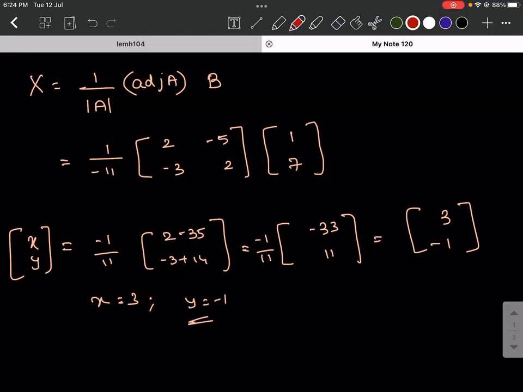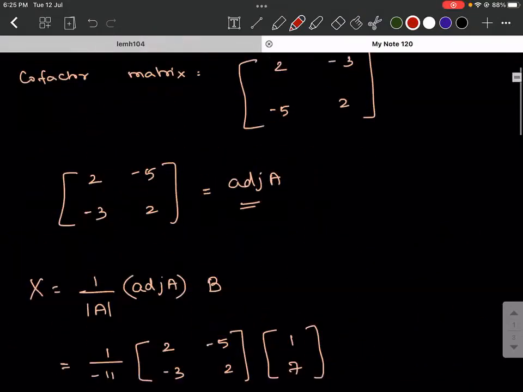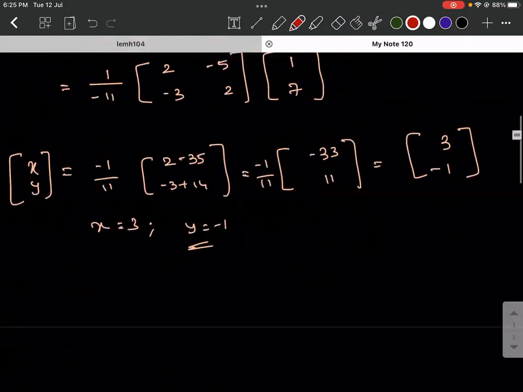Did you guys understand what it is? First I multiply these two matrices. When I multiply, I got minus 33, 11, and outside I have minus 1 by 11. So minus 1 by 11, when multiplied with the terms inside, gives a 3 here and minus 1 at the bottom. The left hand side matrix is x, y. So when you compare the corresponding terms in the matrices, x will be 3 and y will be minus 1. Now you can substitute this in the equation and check it. If you want to verify whether the answer is right or wrong, use the elimination method, find it out, and try to get this answer. Is there anyone facing any challenge?